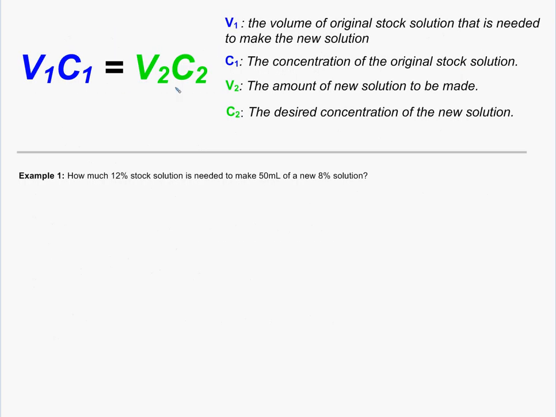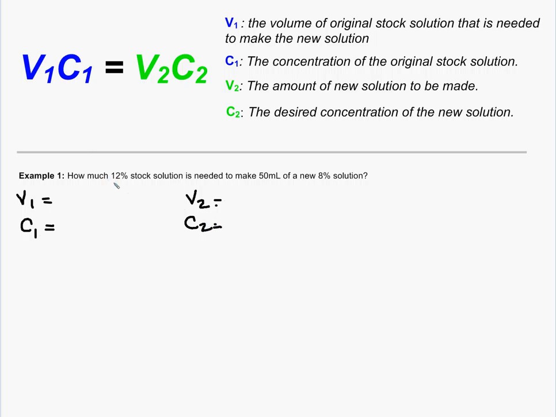So let's see how we can use this formula to solve problems. In your book, the example they give is how much 12% stock solution is needed to make 50 milliliters of a new 8% solution. Whenever I'm using this formula, I always write down my variables first so that I make sure that I keep them straight and I don't confuse them. Oh, and I've already made a mistake. So this should be C1. So that's for my stock solution, and then my new solution is V2C2.